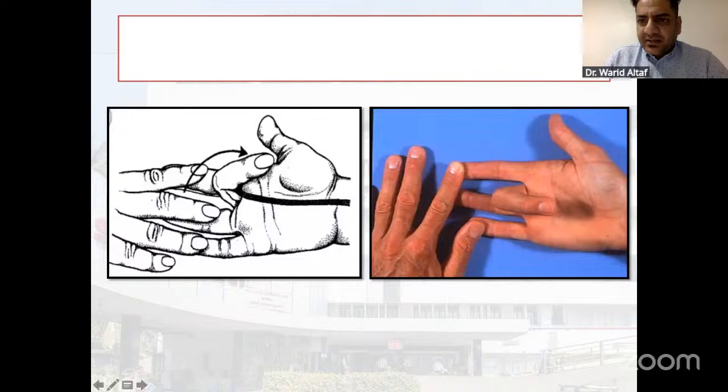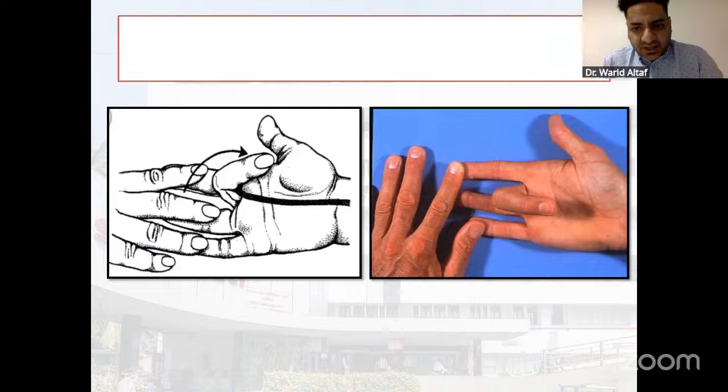In special tests, whenever you get any case related to hand, you will be asked about muscle testing. You have to be thorough about the muscle testing, because even if you get a case which may not be a neurological case, some of the examiners would still ask you, how do you test this muscle? How do you test that muscle? That's something which has to be known by each and every one of you.